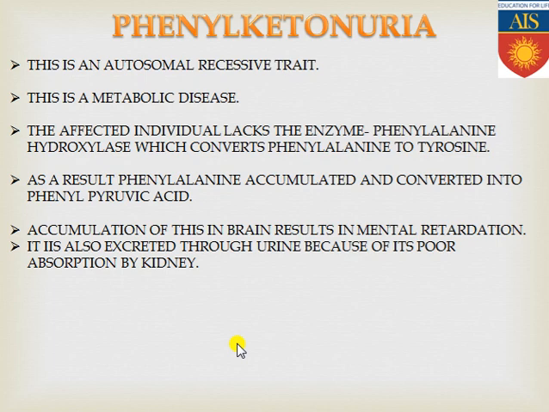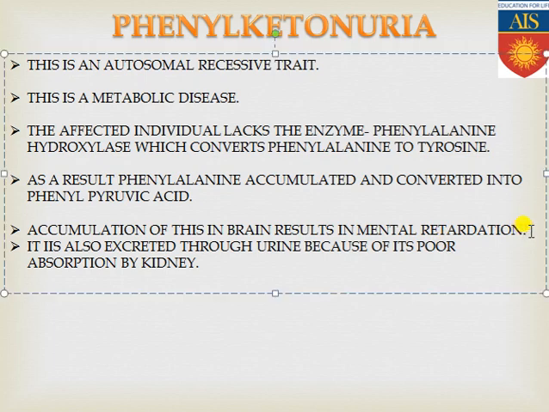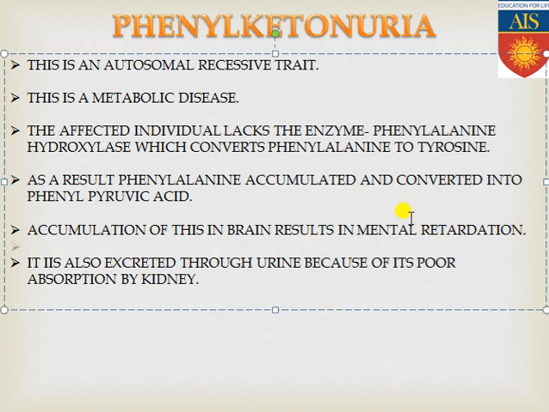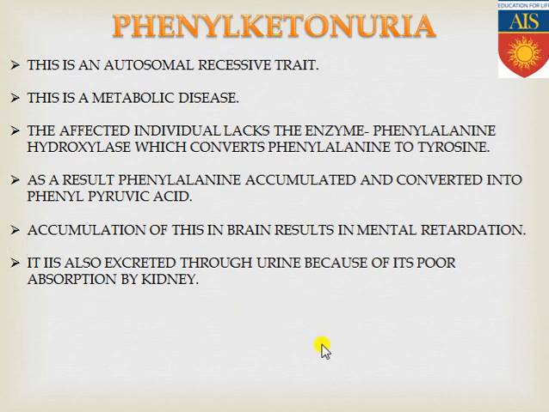The accumulation of phenylalanine and this phenyl pyruvic acid in the brain causes mental retardation also, which is very important. Another important point is that it is also excreted through the urine because of its poor absorption by the kidney. So the phenyl pyruvic acid formed from phenylalanine is released through the urine because it is not absorbed properly by the kidney. So this is regarding phenylketonuria, we need to keep it in our mind.